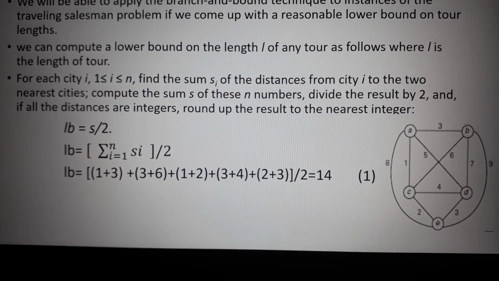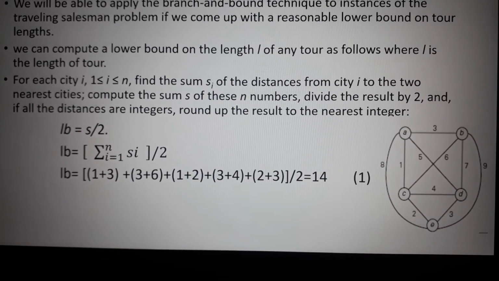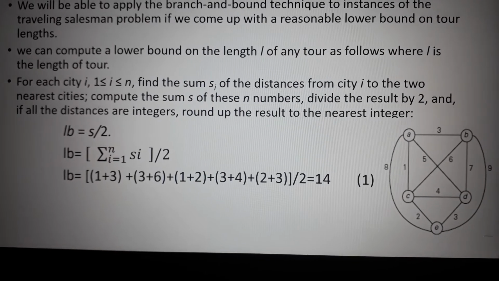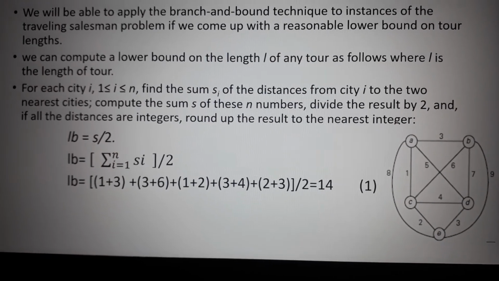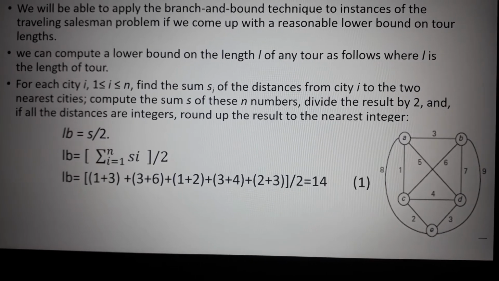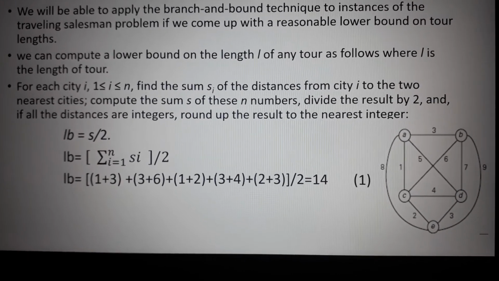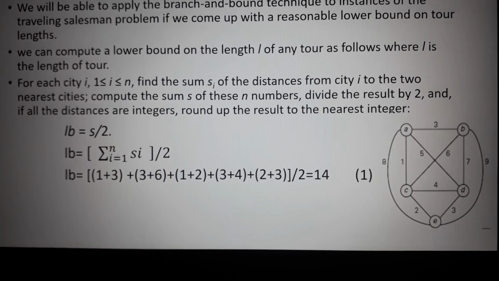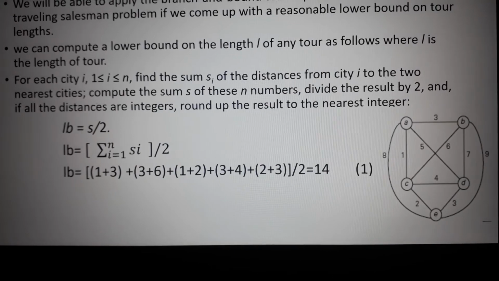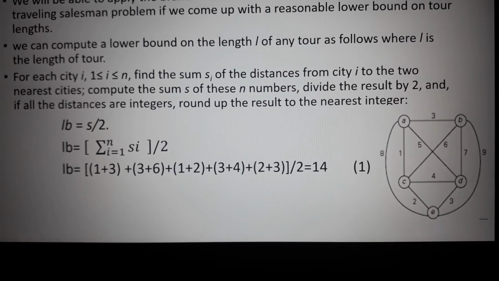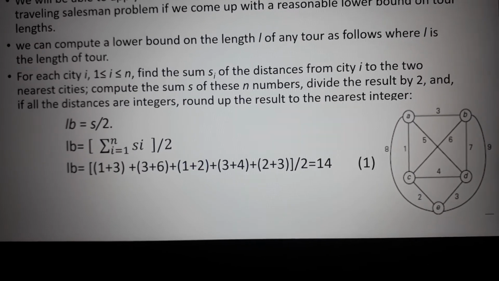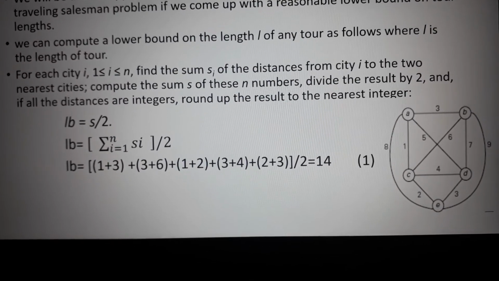For each city i that lies between 1 and n, find the sum Si of the distances from city i to the two nearest cities. That is, we need to find the two minimum cost distances and take their sum for each city, that is Si. Compute the sum S of these n numbers, divide the result by 2, and if all the distances are integers, round up the result to the nearest integer.